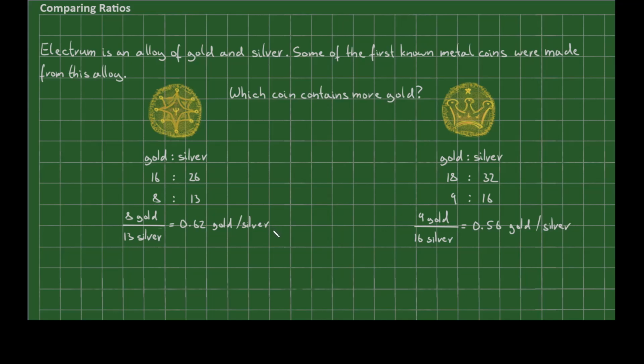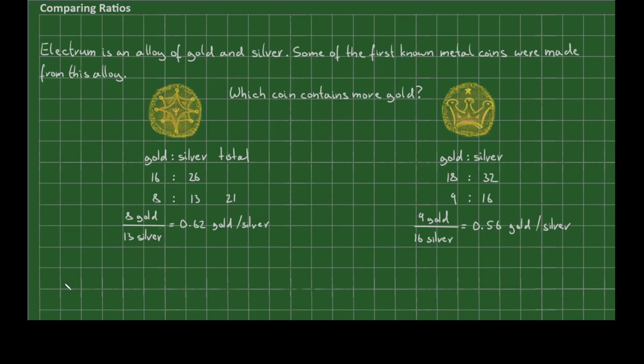There is another way to approach this problem. Rather than comparing ratios, we could calculate the proportion of gold in each coin. Recall that when we are dealing with a proportion, we compare one part to the total. This means that for each coin, I will need a total column too. For the coin on the left, if I look at the simplified ratio, I have 8 parts gold, 13 parts silver, therefore the total is 21 parts.